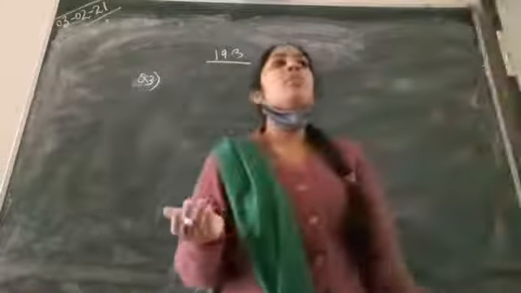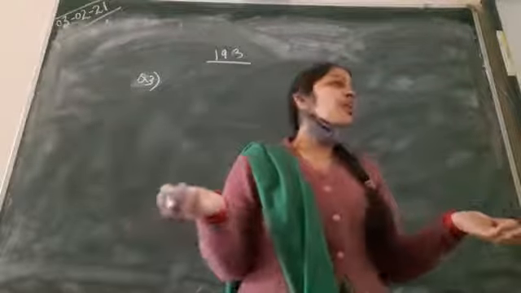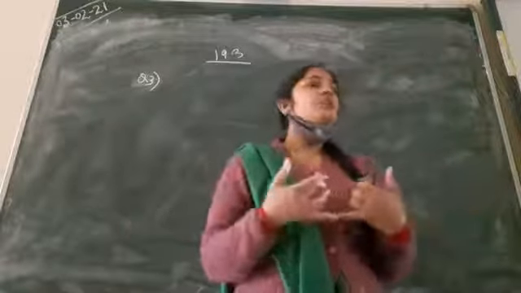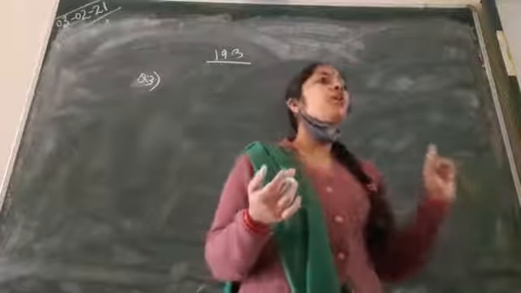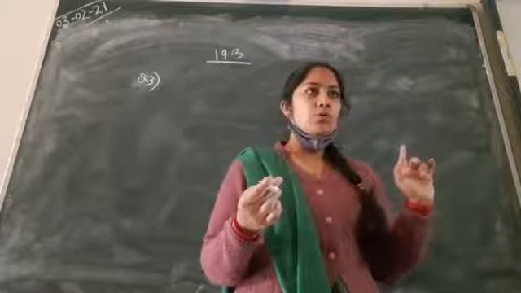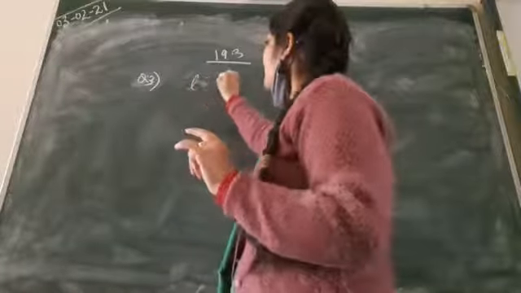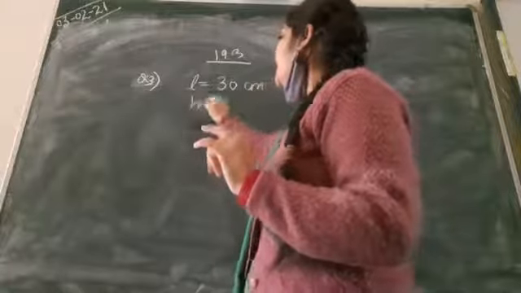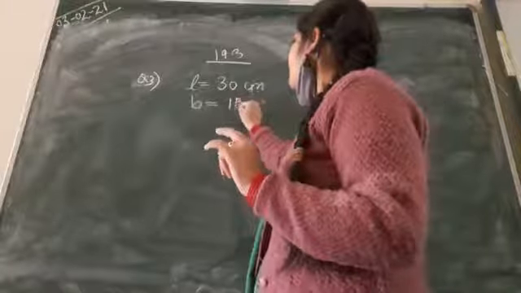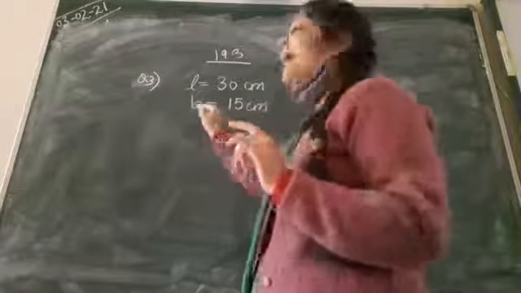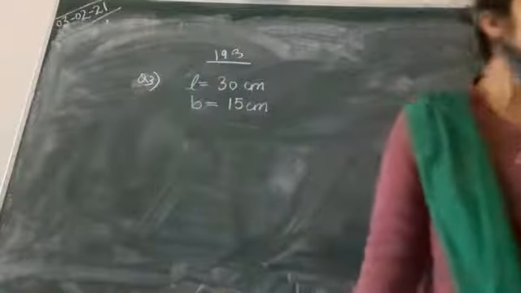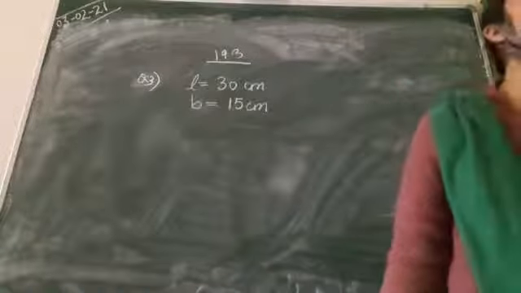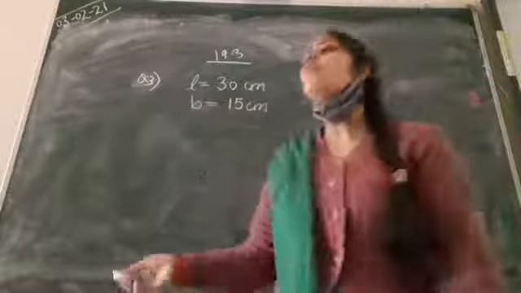So rectangular water tanker means they are talking about a cuboid. They are talking about a cuboid. So length and breadth of the rectangular tanker are given in the question. Okay? So what is the length? 30 centimeter. What is the breadth? 15 centimeter. And it's mentioned in the question that it contains 54 liters of water.